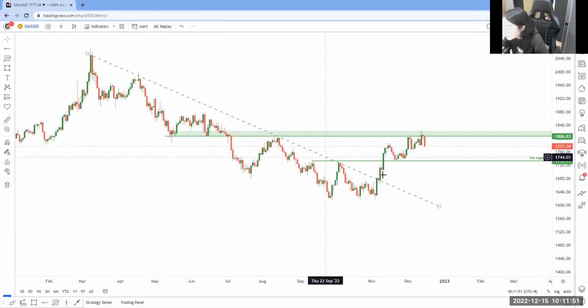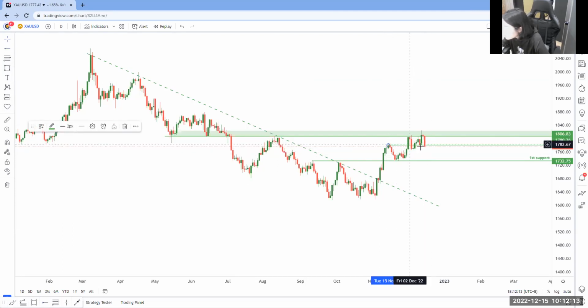So in this case, we can see that price, gold, came to this zone, which is the 1810 to 1820 area, and it just reversed off nicely, and I expect it to continue reversing as well. Okay, one more thing I do see is that there is a support here that price recently broke out of.